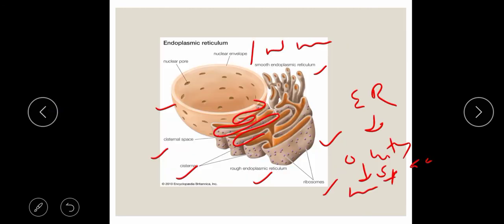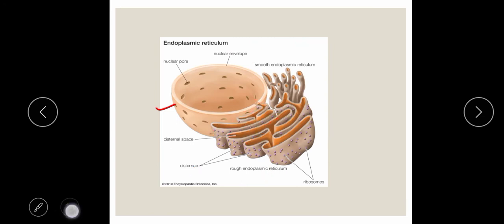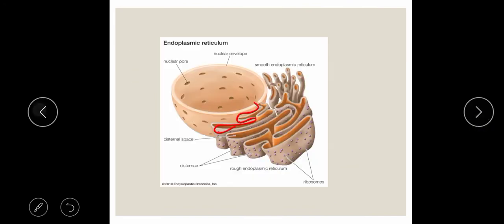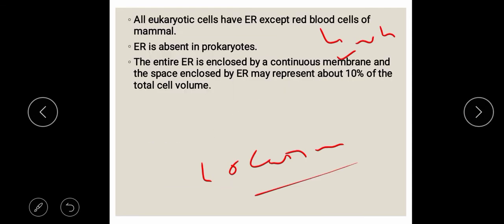In this diagram, we saw that the endoplasmic reticulum is present in continuation with the nuclear membrane, and the space enclosed by the endoplasmic reticulum may represent 10% of the total cell volume.